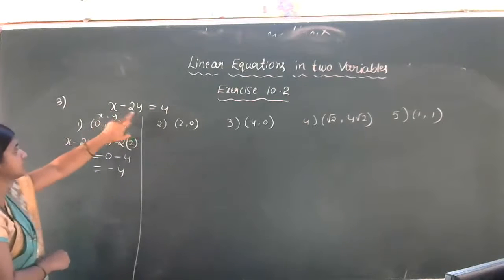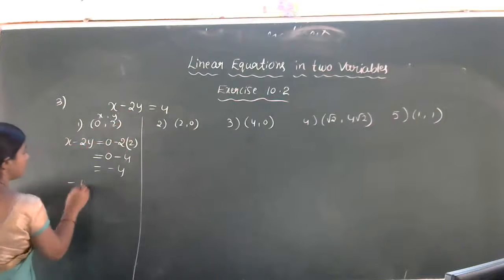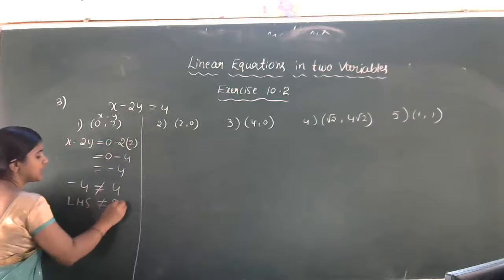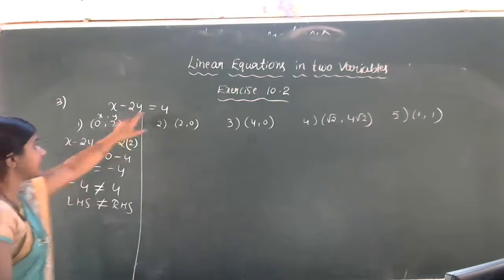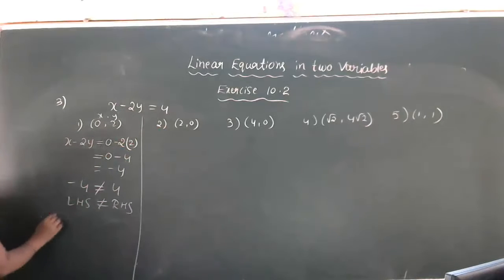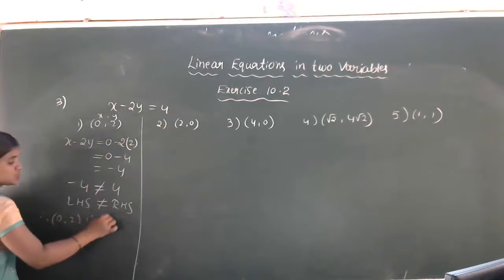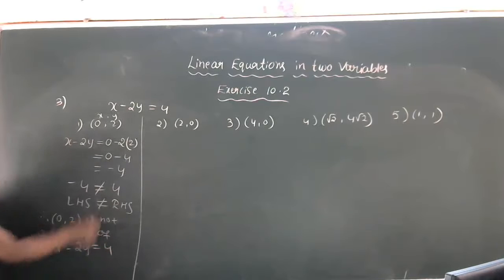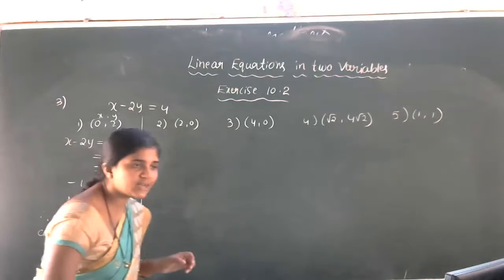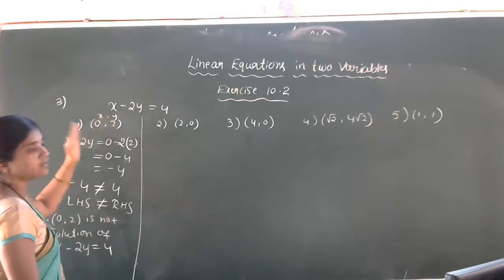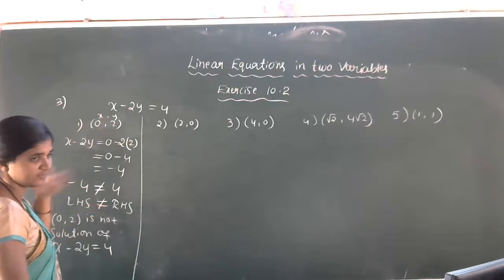You just observe. Here x minus 2y is minus 4. Minus 4 is not equal to plus 4. So LHS is not equal to RHS. Right, this result we got. In the RHS part, plus 4 is there, but in the LHS part, we got minus 4. Therefore, 0 comma 2 is not a solution of x minus 2y is equal to 4. This time you have to write the conclusion. Got the idea of this concept, students? So you have to substitute 0 comma 2 in the given equation. If you get LHS equal to RHS, then it is a solution. Otherwise it is not a solution.